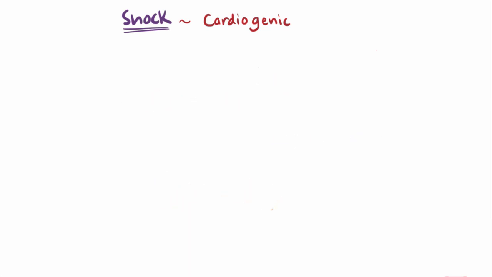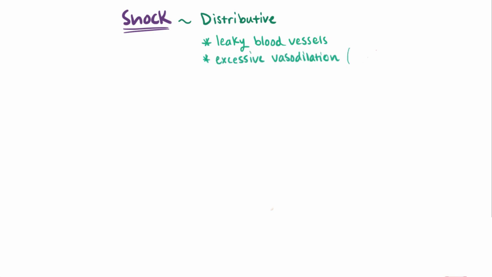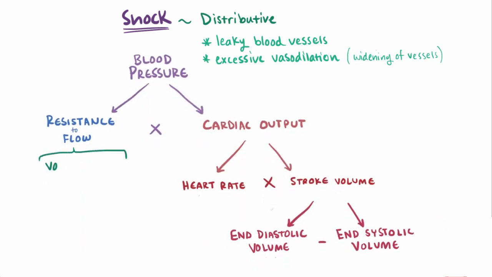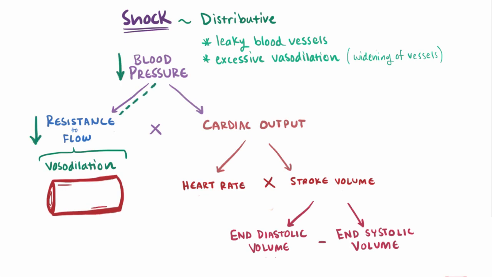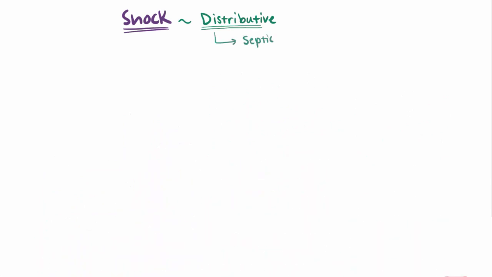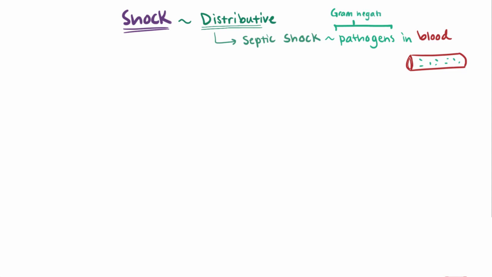Alright, the third main category of shock is called distributive shock, where there's typically a leakiness of blood vessels and an excessive amount of arterial vasodilation, or widening of the peripheral blood vessels, which remember is one of the components of vascular resistance. If arterioles dilate, vascular resistance to blood flow goes down and blood pressure goes down, leading to less perfusion and distribution of blood to organs and tissues. Now, the most common type of distributive shock is septic shock, from pathogens in the blood, most commonly gram-negative pathogens.